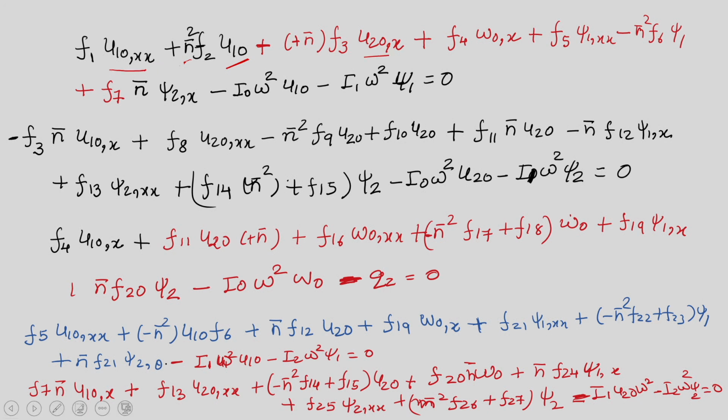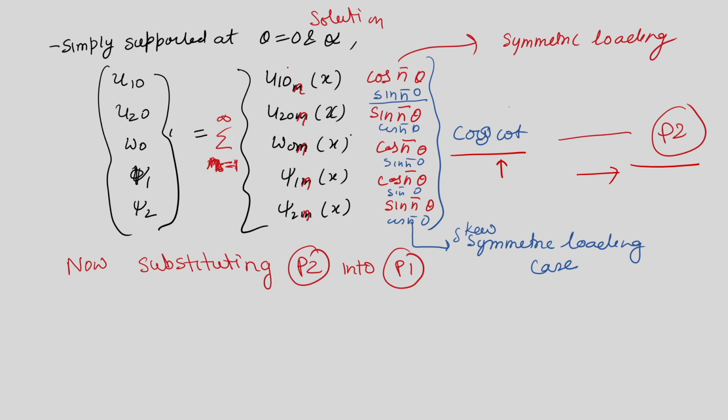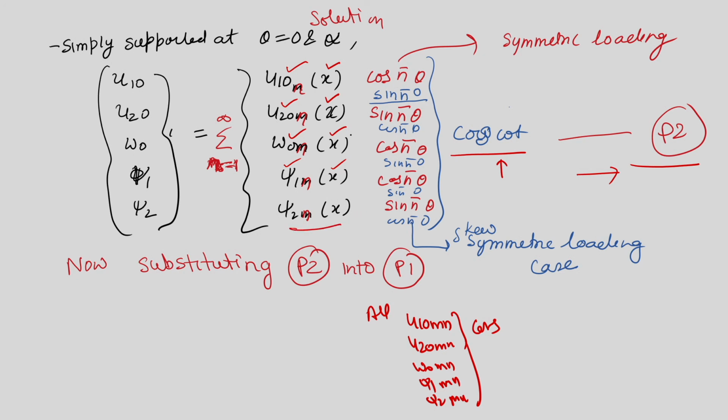If I go previously, in this case u1 0 is a function of x, u2 0 is a function of x, w0 is a function of x, psi 1 is a function of x. In the previous case, when all round simply supported, u1 0 mn, u2 0 mn were just constants, w0 all. But if only two opposite edges are simply supported, then these are functions of the remaining variable along the x-axis.